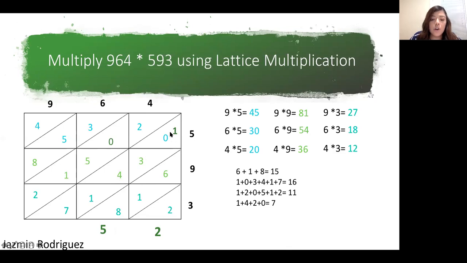Then we go ahead and do 1 plus 0 plus 3 plus 4 plus 1 plus 7. And whenever we do that, we get 16. We always put our 6 down, carry our 1 on over to the top. We go ahead and add our next diagonal of 1 plus 2 plus 0 plus 5 plus 1 plus 2. We get 11. We put our 1 down, carry our next one up to the top, add the next diagonal, and we get 7. And then in our last diagonal, once again, we don't have anything else to add to it, so we simply bring down the 4.